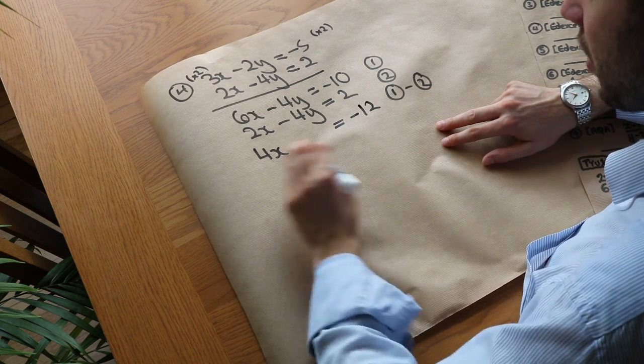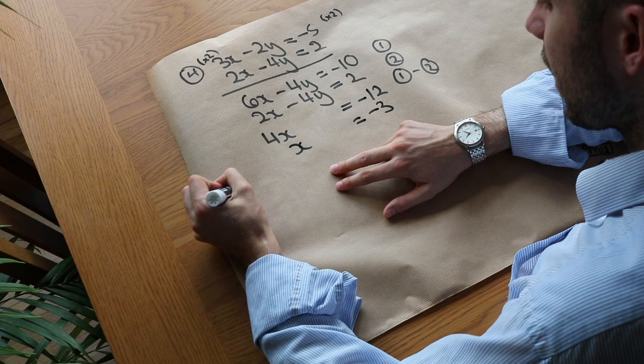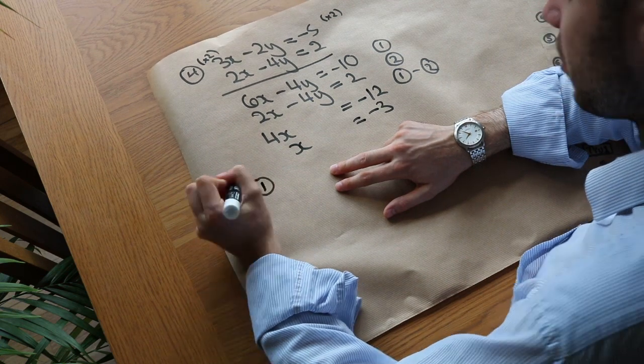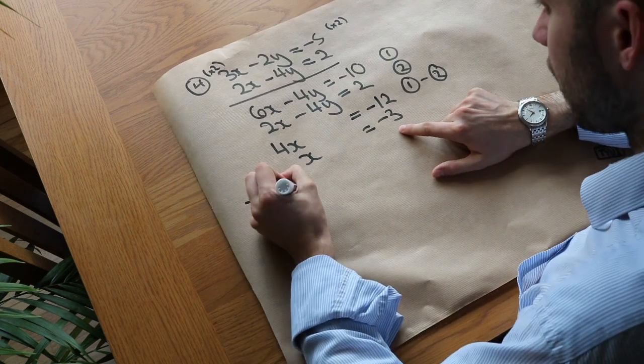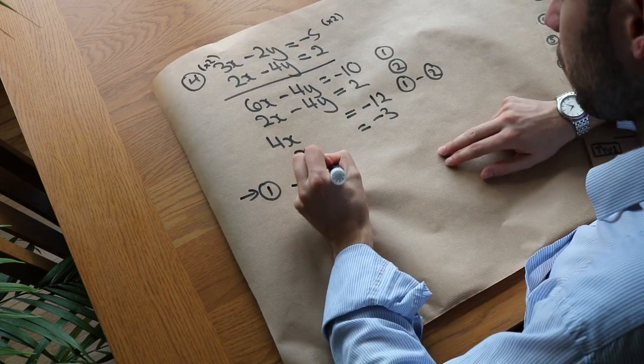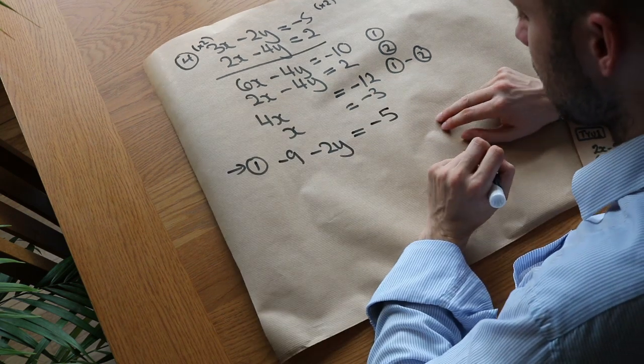So then divide both sides by 4. We get x is minus 3. And then just substitute back into, say, the first equation. It doesn't really matter. So we've got 3x. 3 times minus 3 is minus 9. We've got minus 2y is equal to minus 5. This is quite a hard one, isn't it? Because we've got lots of negatives floating about.